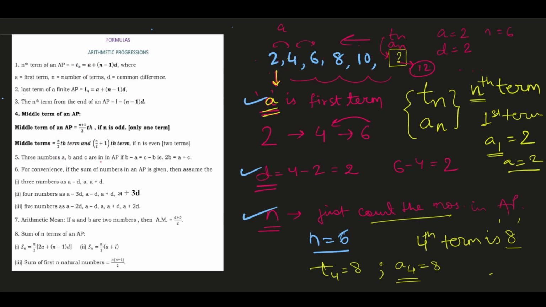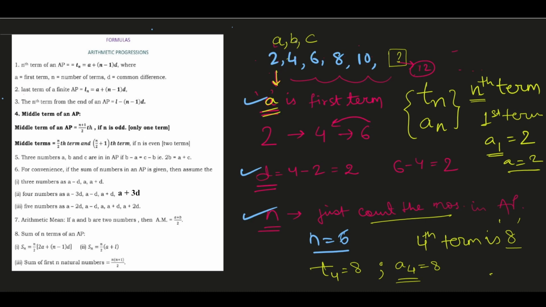Three numbers A, B, C are in AP if B minus A is equal to C minus B. So we have already done this. Just look here. It is the first thing that I was teaching you now. I'm just marking here. See, 4 minus 2. So if this is A, this is B, and this is C. Okay, 2 is A, 4 is B, 6 is C.